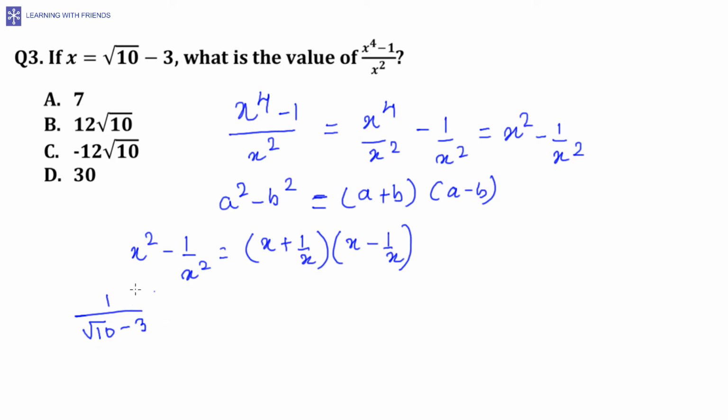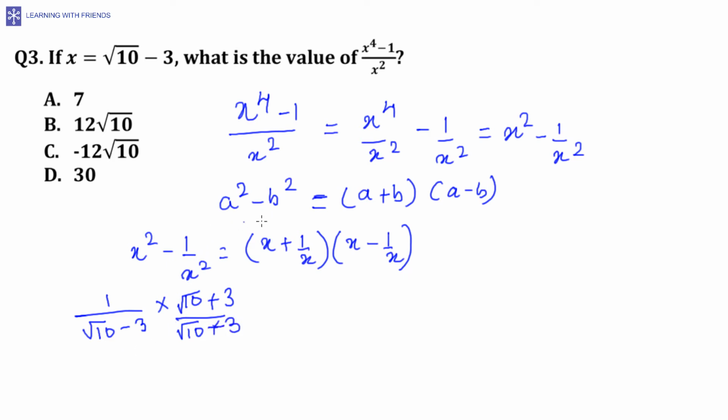How do we solve 1 upon root 10 minus 3? We take the conjugate of this. What is the conjugate? The conjugate is root 10 plus 3. And we multiply the numerator and denominator by the conjugate. So root 10 plus 3 here and root 10 plus 3 here. And why do we do that?